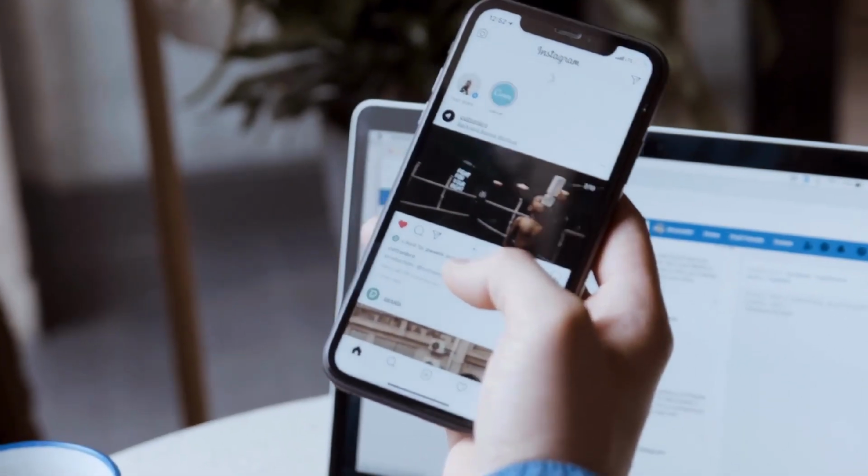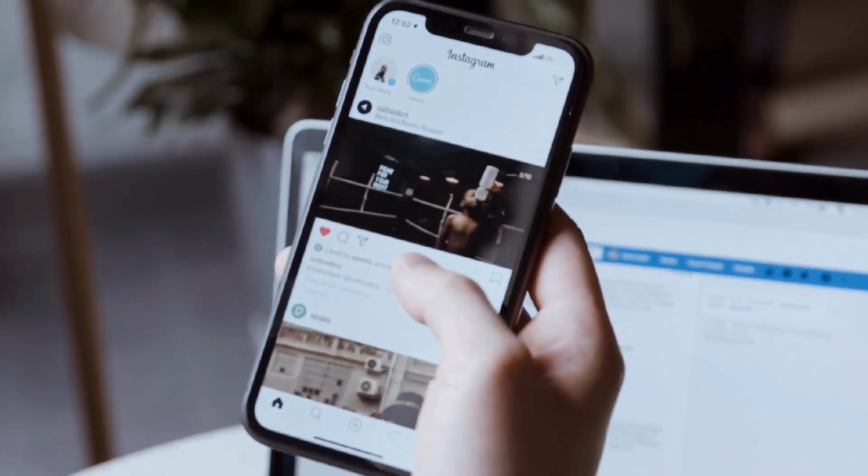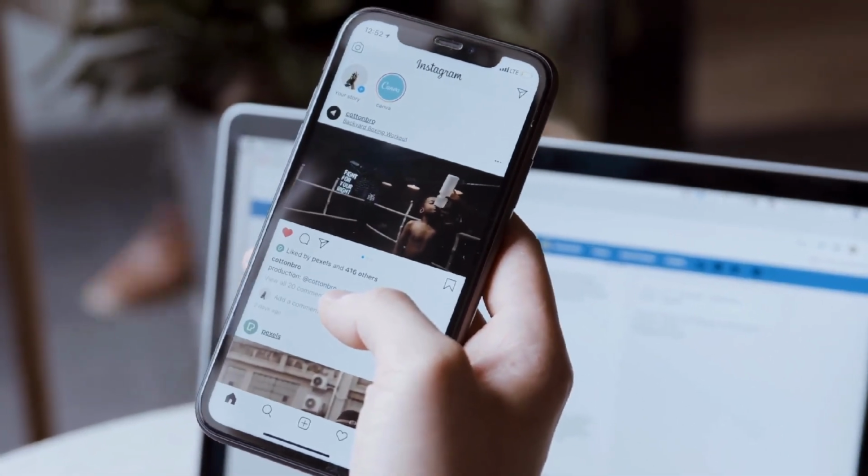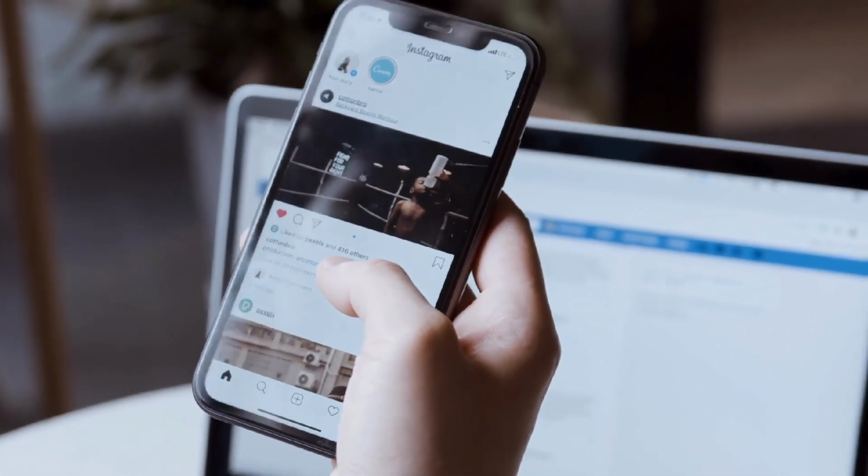By avoiding these common mistakes, you can optimize your video titles and descriptions effectively, increasing visibility and engagement on YouTube.